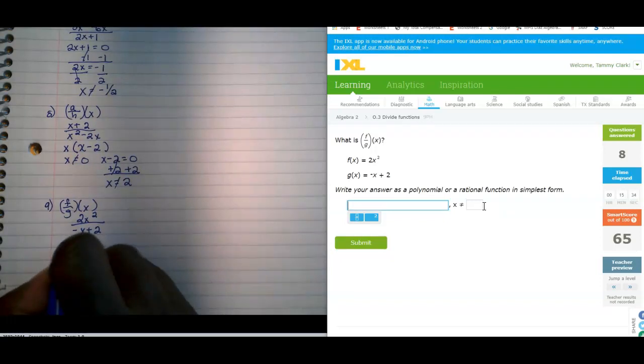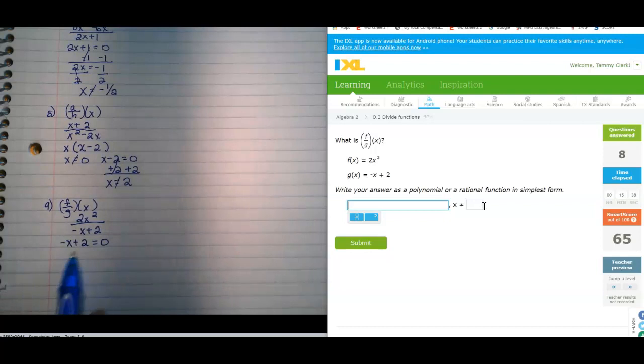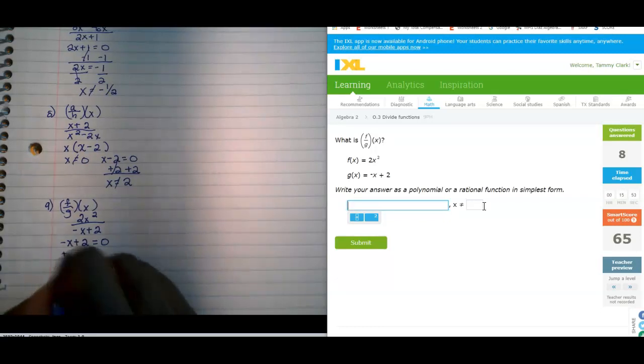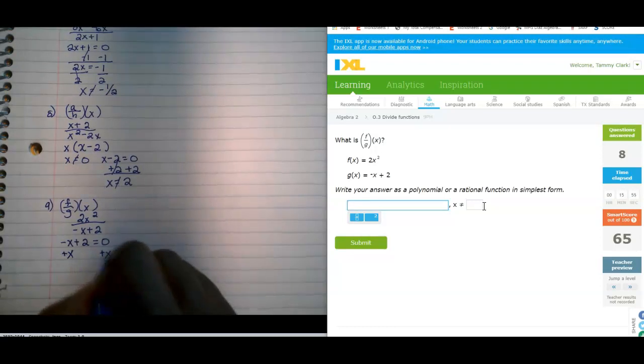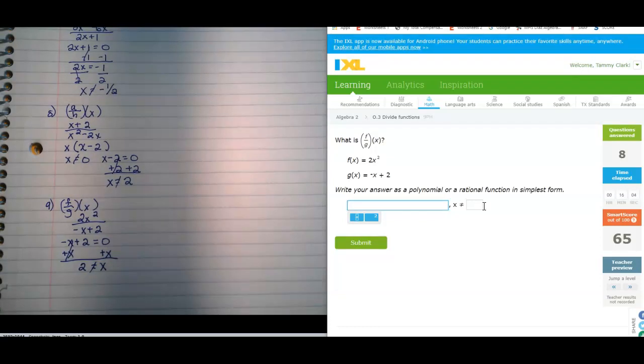So I've got negative x plus 2, set that equal to 0. Now you could just move the 2 by subtracting it from both sides, or to make it easy on yourself, instead of doing that and adding an additional step where you have to divide by negative 1 on both sides of the equation, you could just move the x. So let's make the x positive. And we end up with x is equal to 2, or cannot be equal to 2.